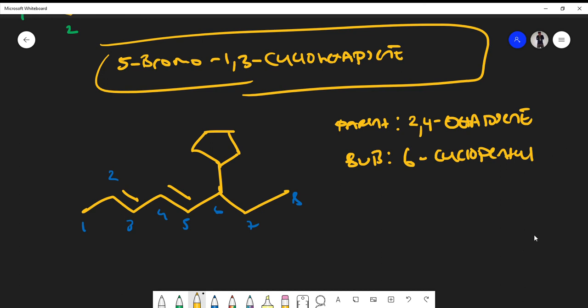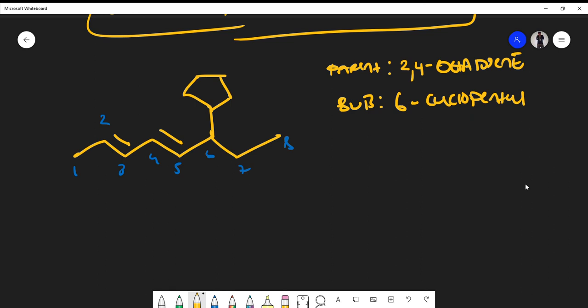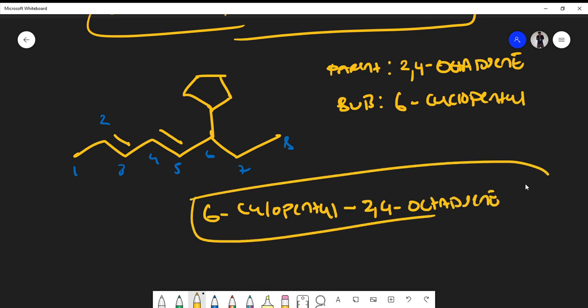So if we put the name together, then we essentially have the substituents first, which is 6-cyclopentyl dash 2,4 dash octadiene. And this is how we label cyclic alkenes, ladies and gentlemen. Notice that the last one was not cyclic though, but again, we have to throw a little bit of tricks and trade into the videos.